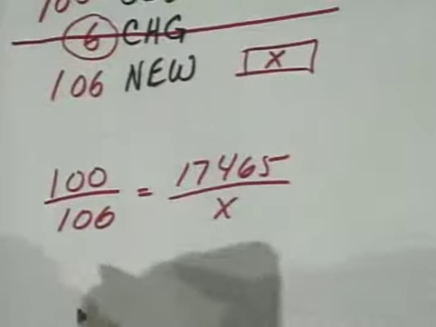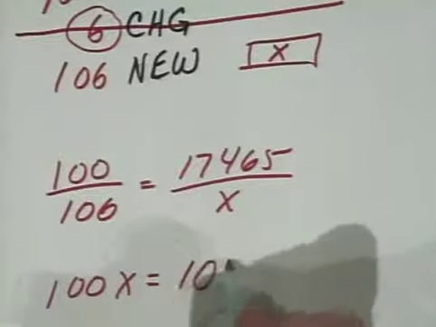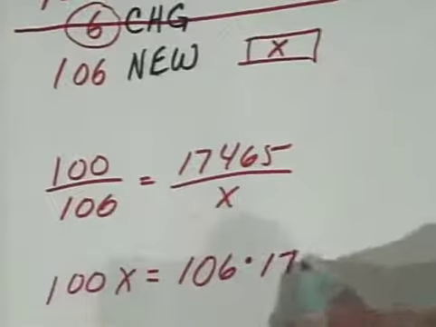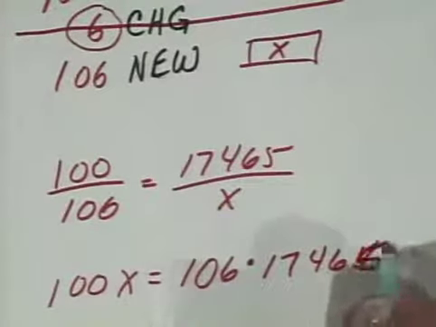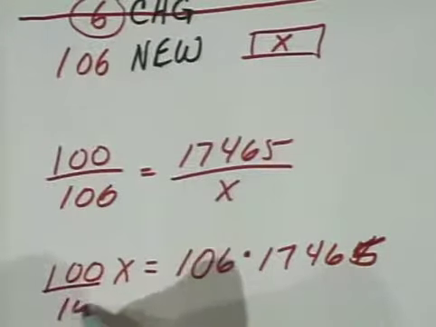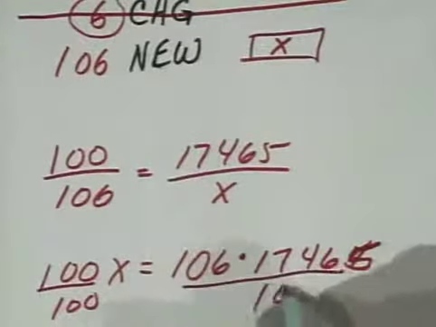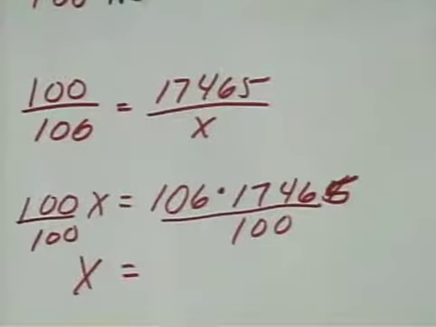We're going to cross multiply. I'm going to go 100 times X equal 106 times 17,465. How I solve that is I then divide by 100. Should be able to put that in your calculator.